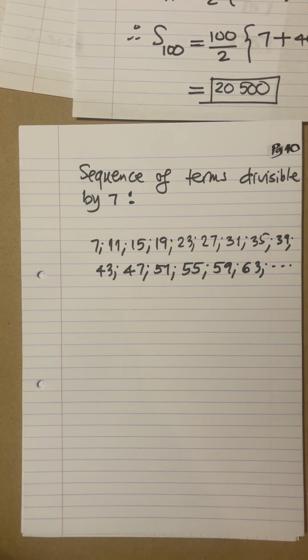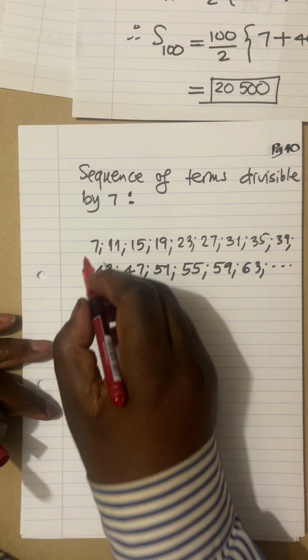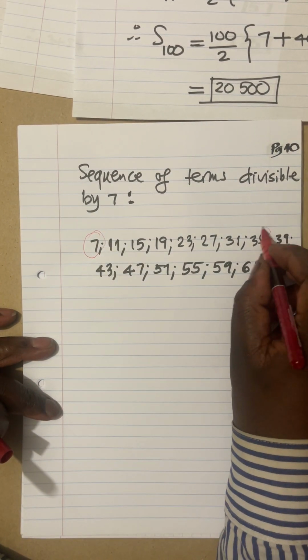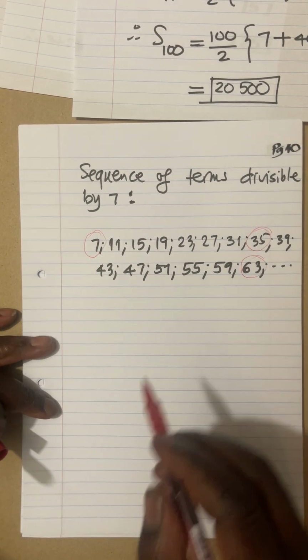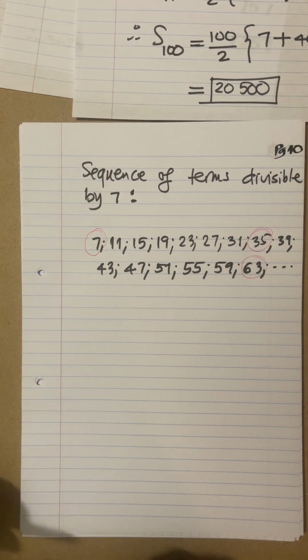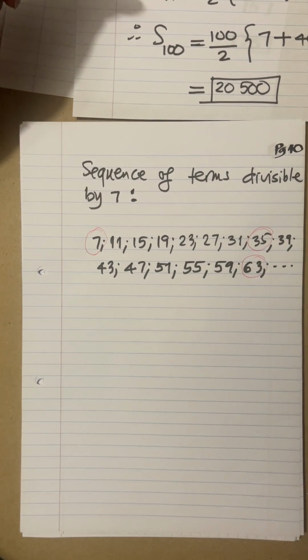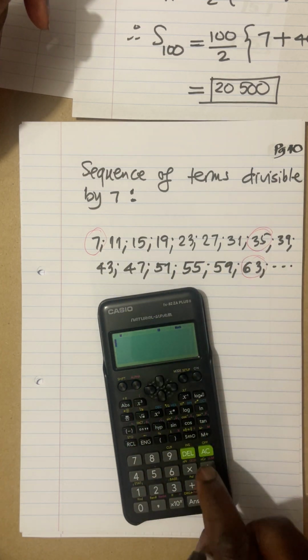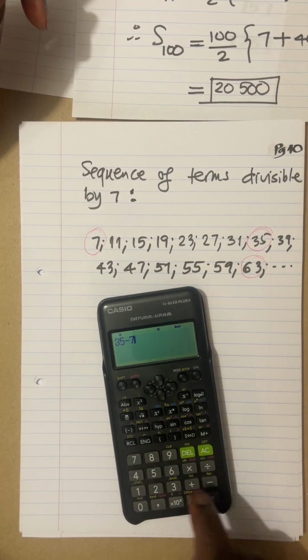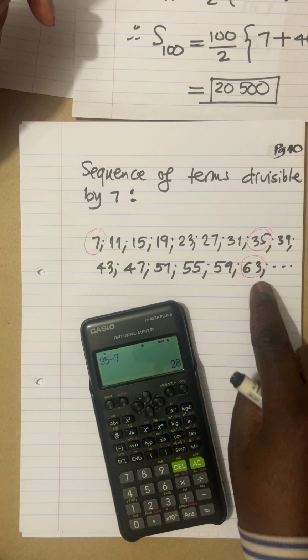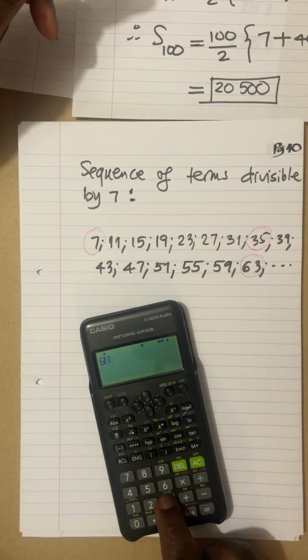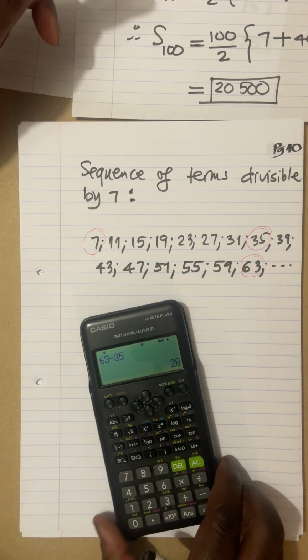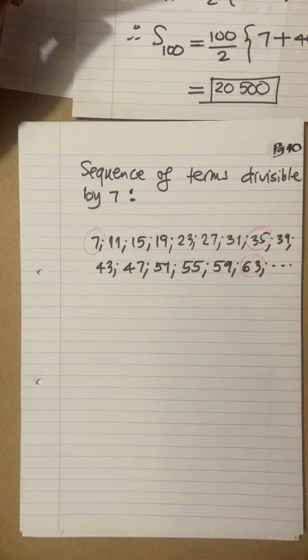Now, I want you to notice something here. Notice these numbers, terms divisible by 7. There is 1, there is another, and there is another. So the question is, does this form an arithmetic sequence? Let's check. 35 minus 7, the answer is 28. What about 63 minus 35? 28 again. All right, so it forms an arithmetic sequence.